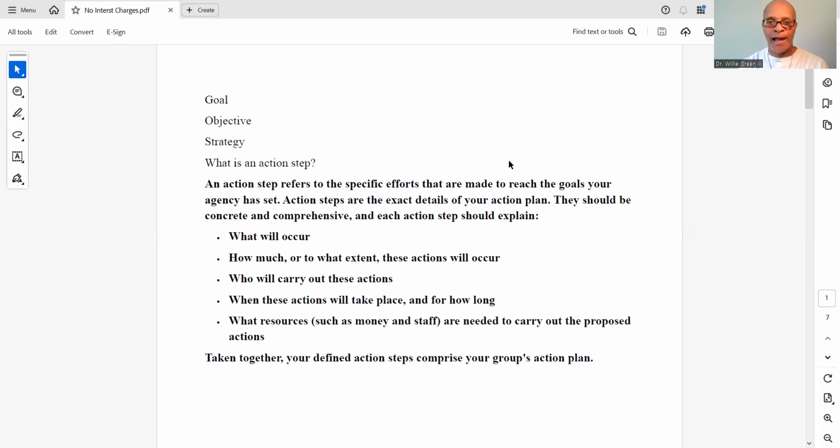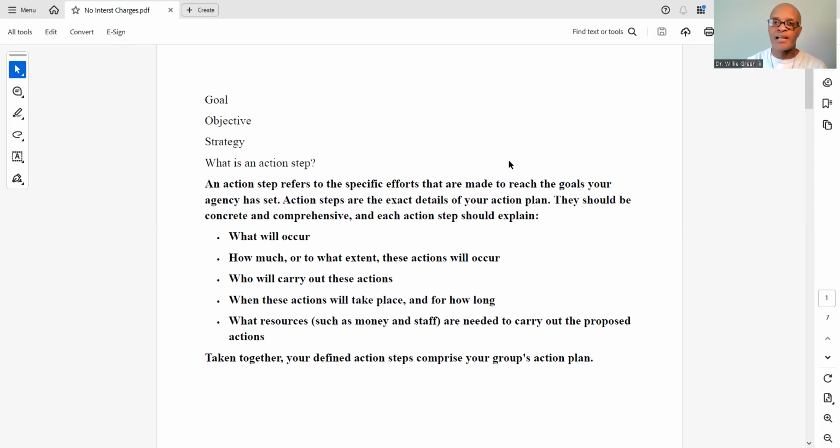I'm down to now action steps, things that I have to do specifically to reduce the debt using velocity banking. What is an action step? An action step refers to the specific efforts that are made to reach the goals your agency has set. Now, this would be an agency, organization, or you as an entity. Action steps are the exact details of your action plan. What do you want to achieve? They should be concrete and comprehensive, and each step should be explained.